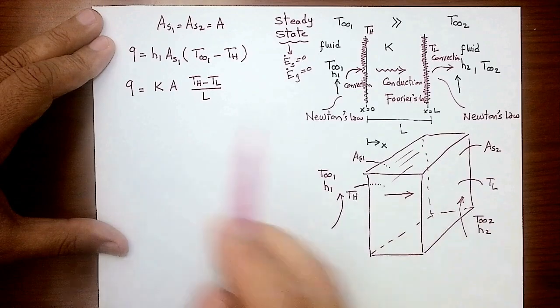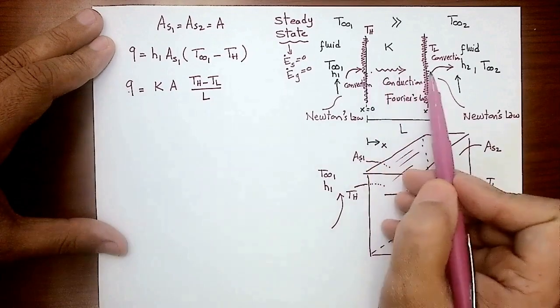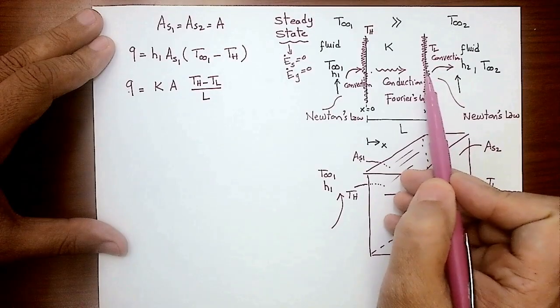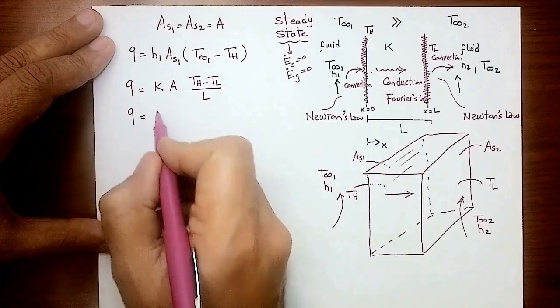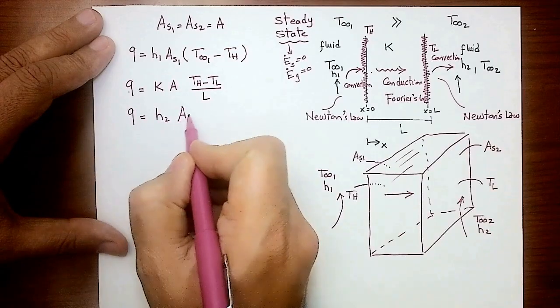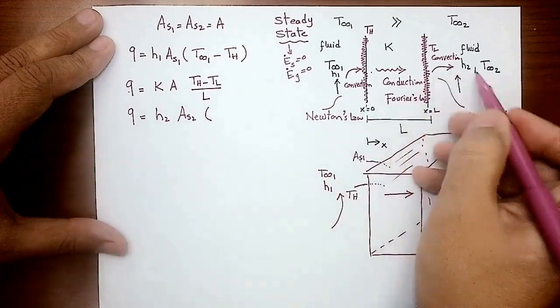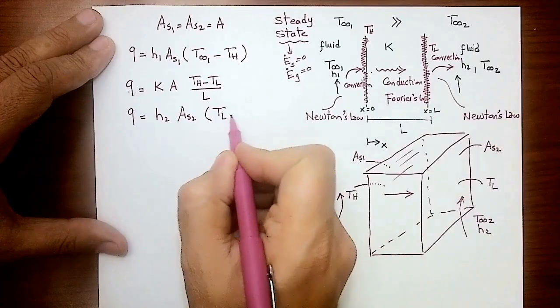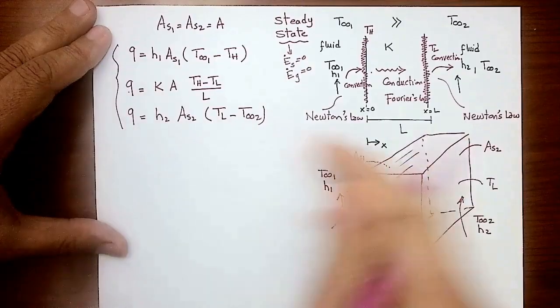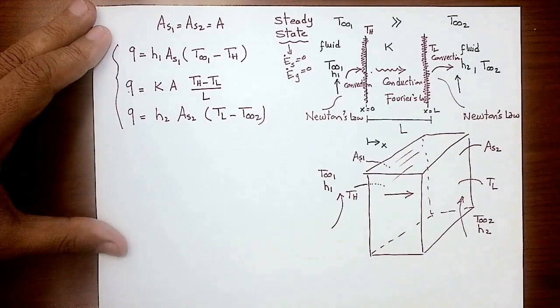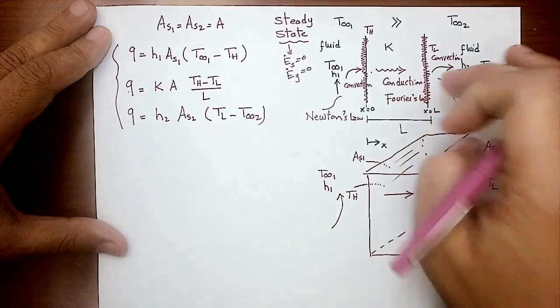So then I now have the energy transported from this face to this face by conduction. Then I'm going to take that same quantity of energy leaving by convection. So that same Q is going to be h2 times A_S2 times, now energy is going this way, so it's going to be (T_L minus T_infinity2). So these are the 3 governing equations to solve this problem. It's going to depend on what is given and what is required, but at least these are the 3 equations that are going to be implemented to solve that problem.